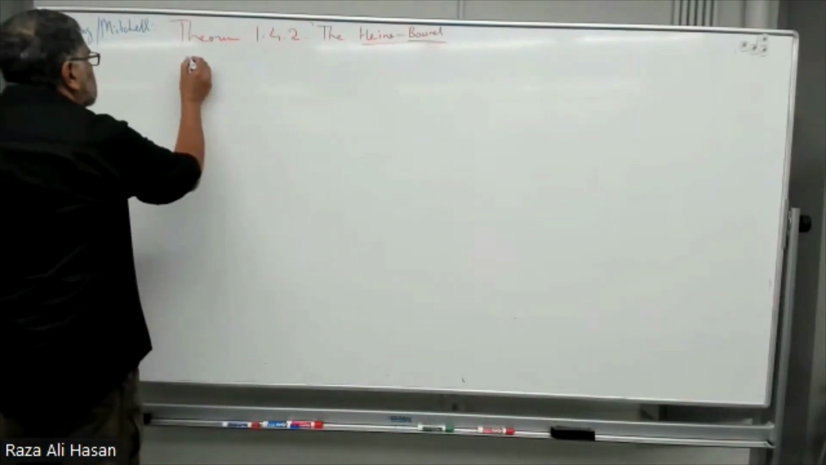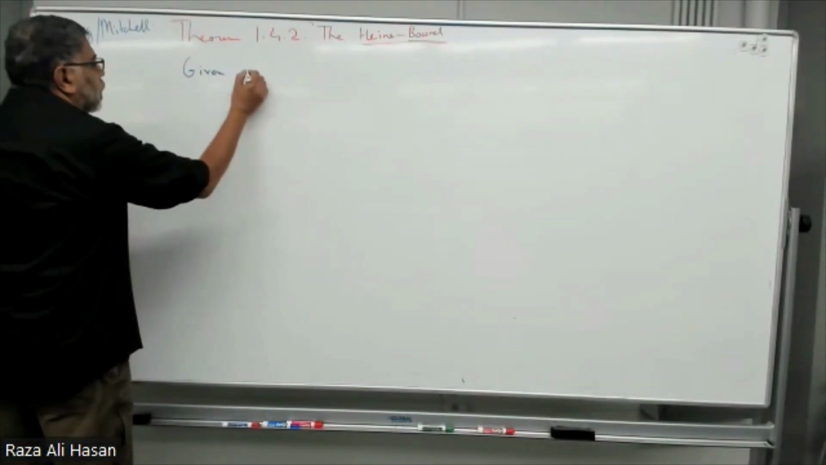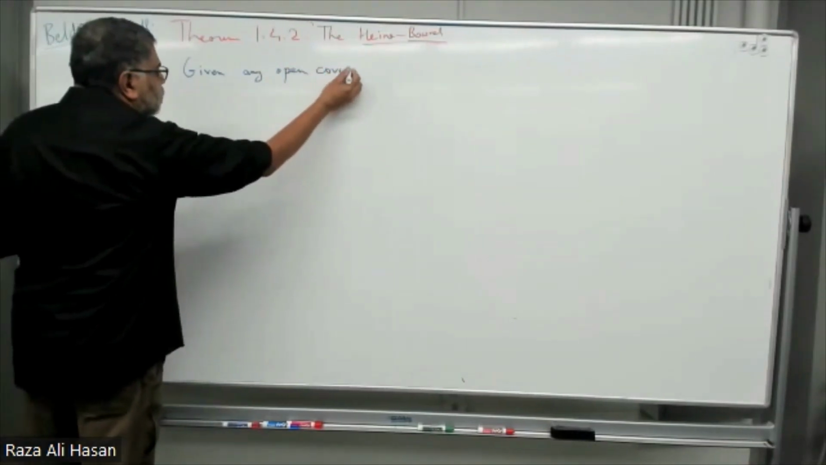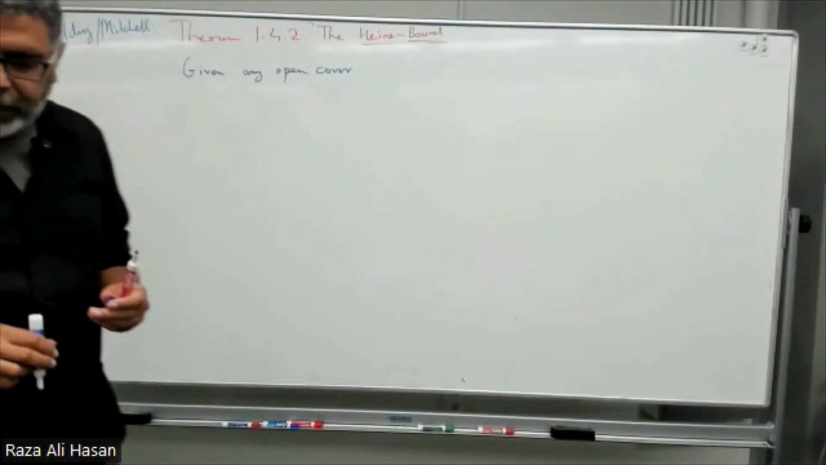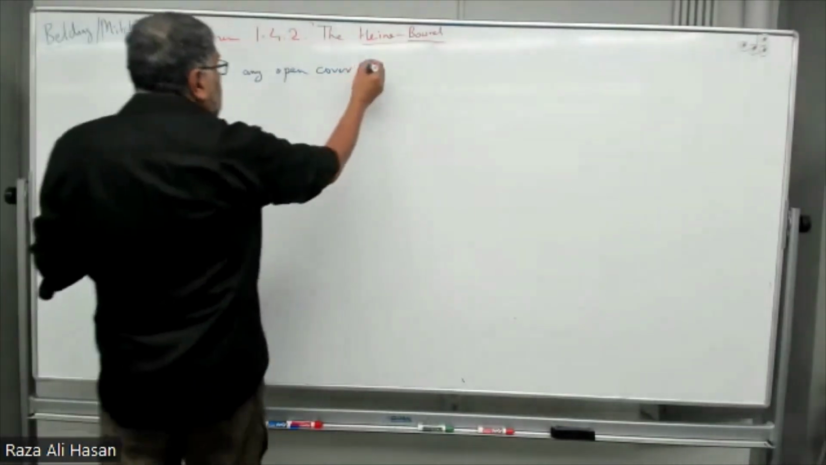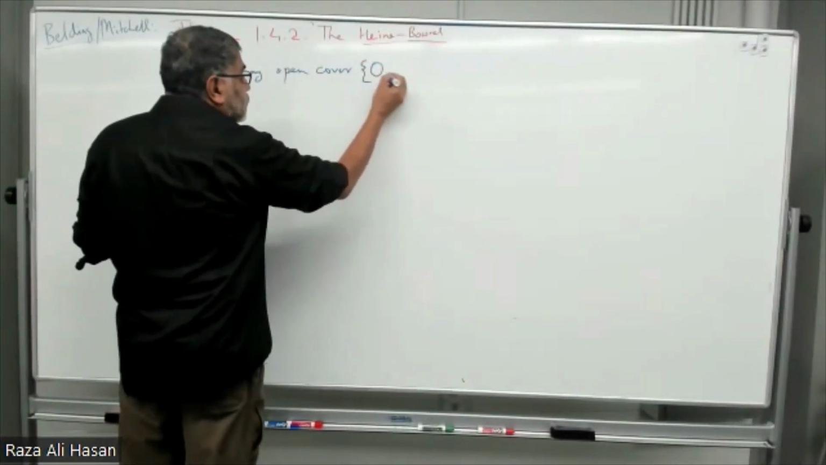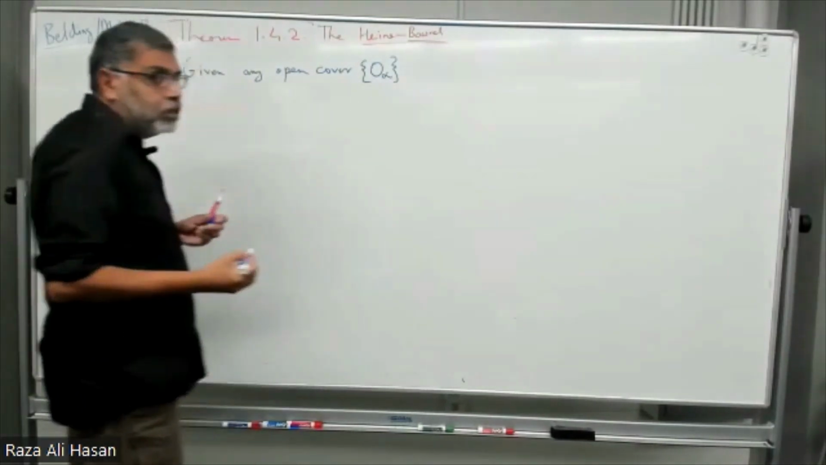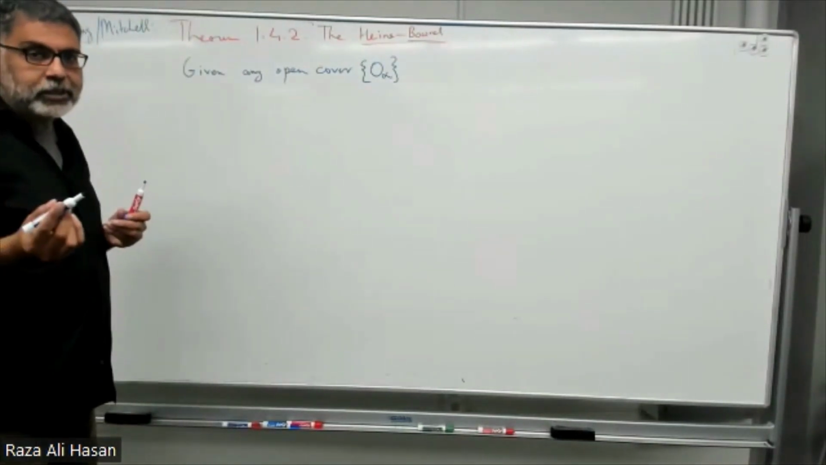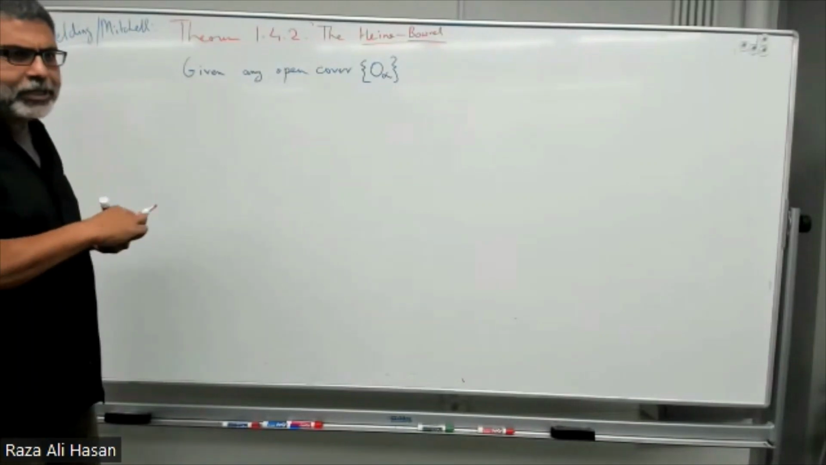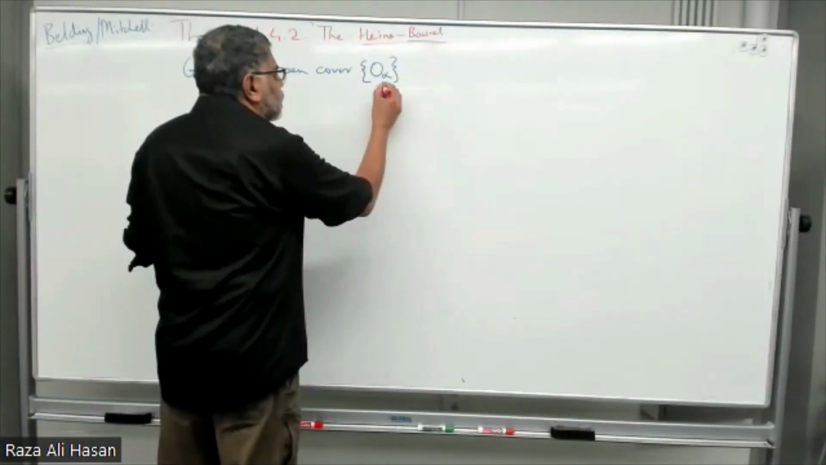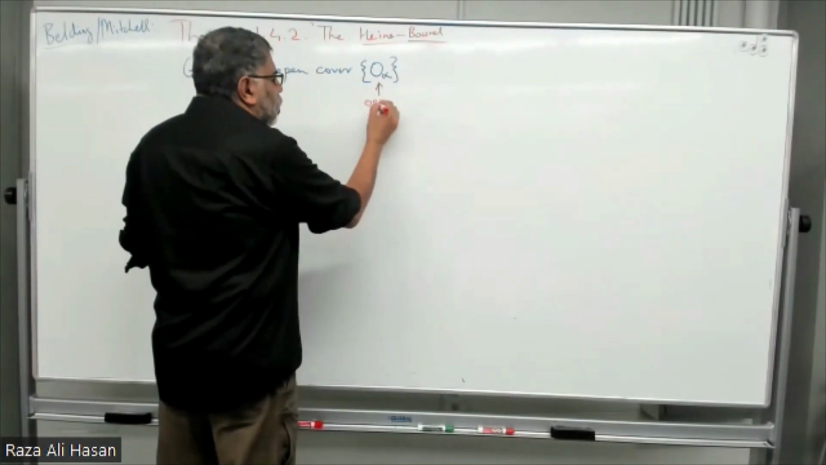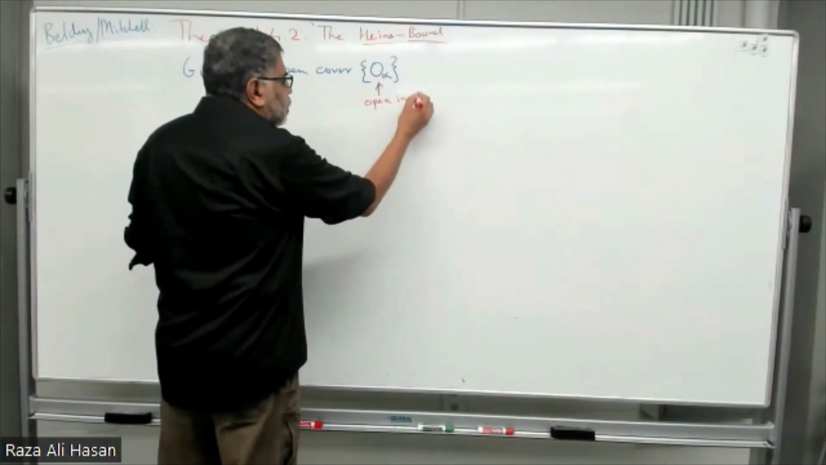Given any open cover, and here is the symbol for open cover. Inside these parentheses are open intervals. Should I write that? Should I put it in? Yeah, okay, it's a review then. So inside we have open intervals.